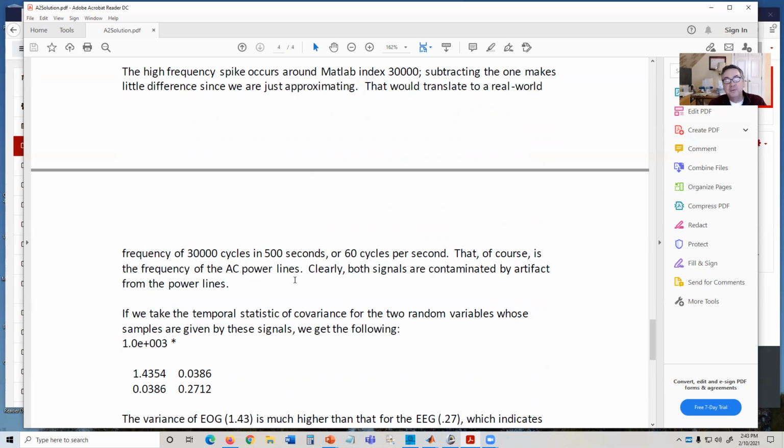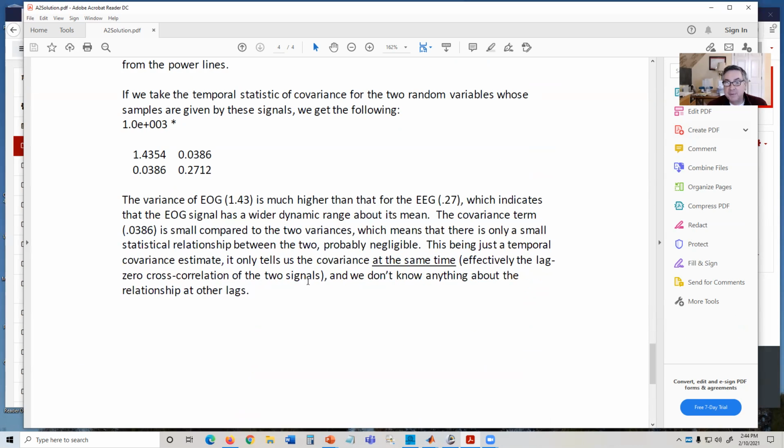I'm sure that those of you who've taken instrumentation have had that referred to. Of course, if you got the conversion wrong, you would get some other frequency and it wouldn't be obvious that it's 60 cycles. Okay. The covariance, again, it's the same situation, right? Looking at the covariance term, it's an order of magnitude below that, almost 2 orders of magnitude below that. It's pretty small, and there's not much relationship between the EOG and the EEG in this subject, because the covariance term is small relative to the variances.